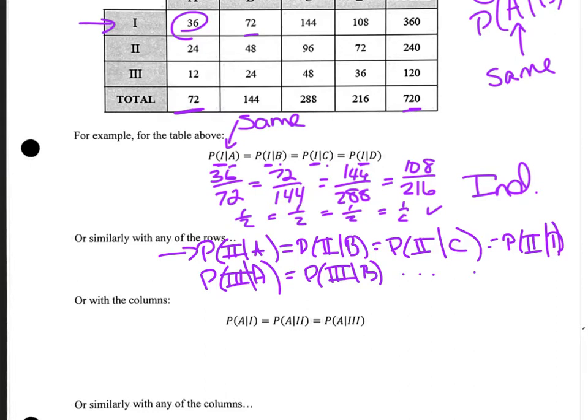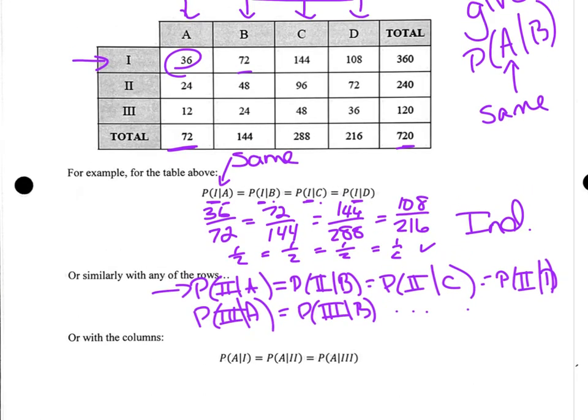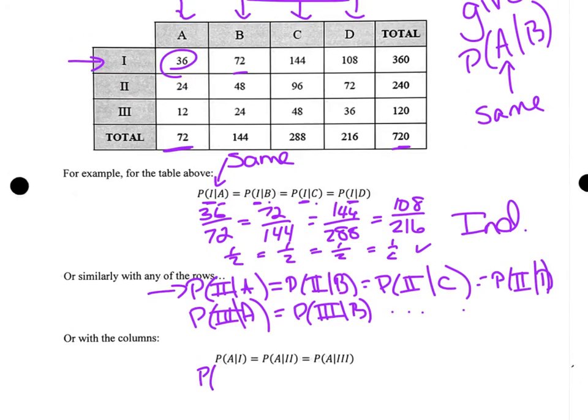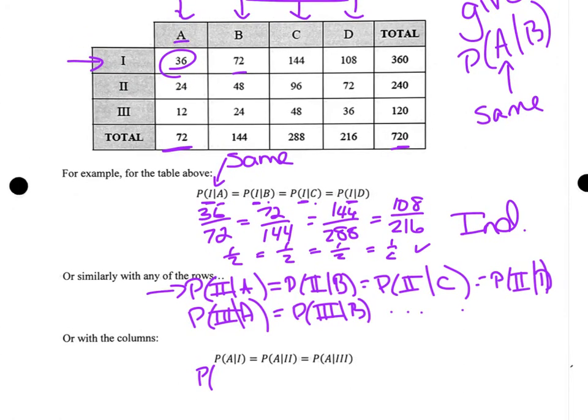You could also do it with the columns, interestingly enough. That means the A up here stays the same, and I work my way down. So the probability of A given 1 is 36 over 360.